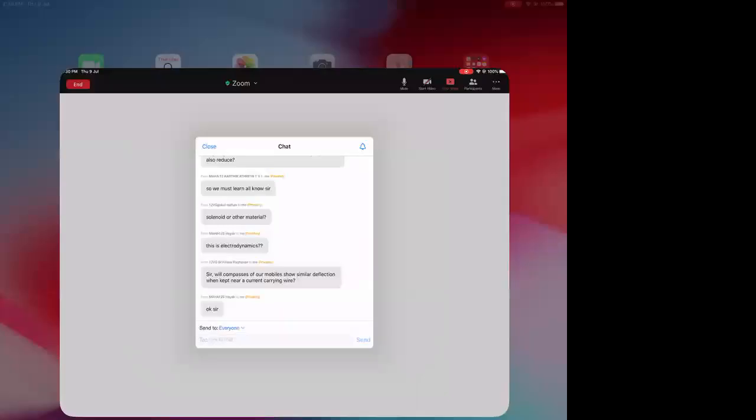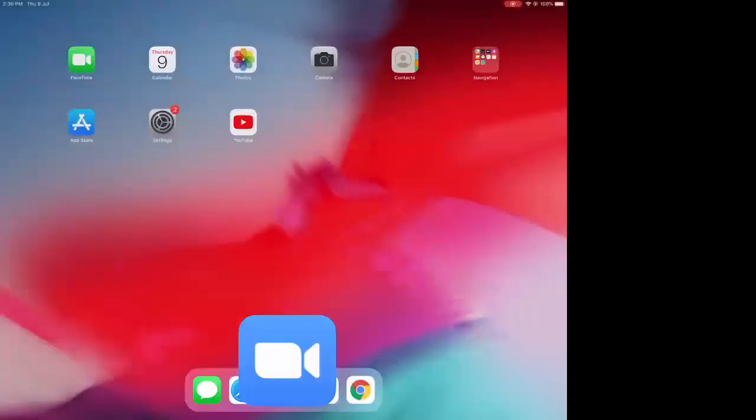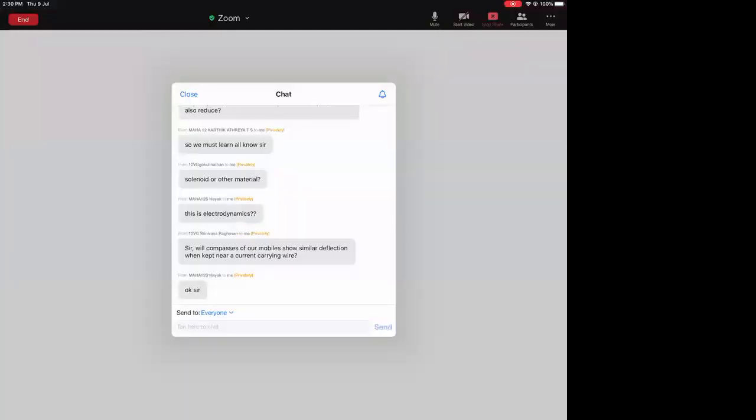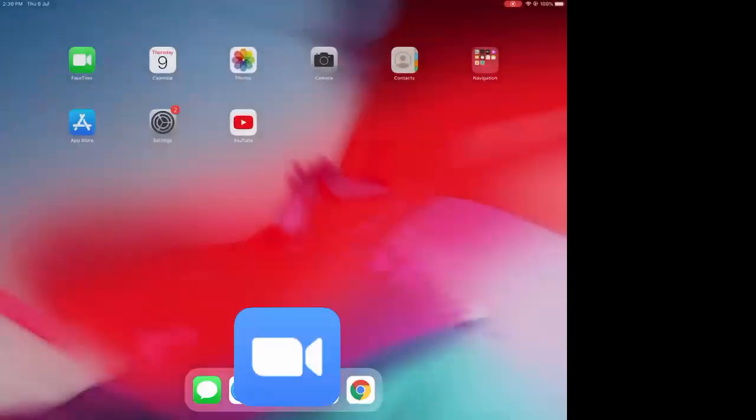And okay, there is one last question. Will the compass of our mobile... no, but you can check on the way, wherever you see those high tension wires, there is current. You can keep your mobile phone compass there and check. But if you have a good compass based on magnets, then it will definitely show deflection. Okay, so that is not important.